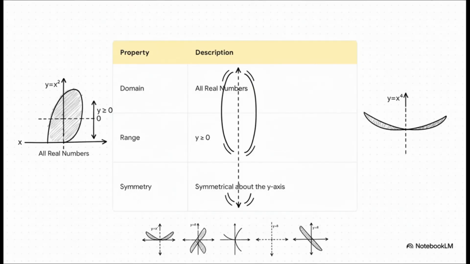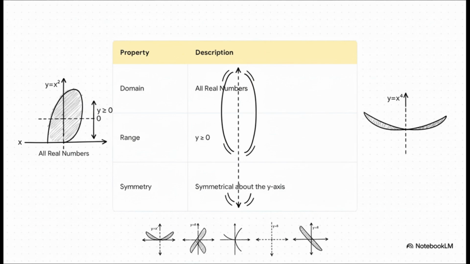And what's cool is that all of these even-powered functions share the same family traits. If we check out their properties, their domain, that's all the possible x inputs, can be literally any number you can think of. But their range, the y outputs, is always 0 or positive. You can see it right on the graph. It never ever dips below that horizontal x-axis.